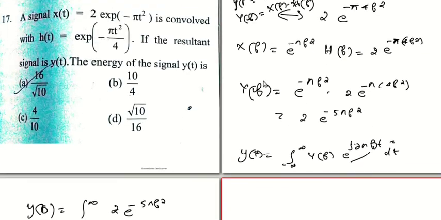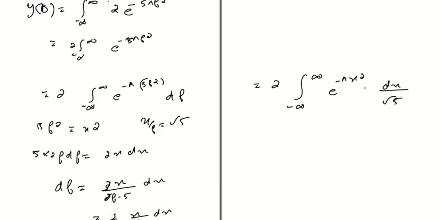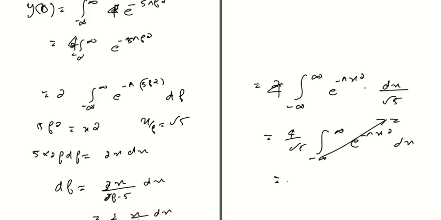Is there a 2 here? Did I miss something? Okay, there is a 2 also here, right? So, okay, I'm sorry. Okay, this is 4. There's no other changes. So, it is 4 by root 5 integral minus infinity to infinity e raised to minus pi x square dx, which will be equal to 1. So the answer is 4 by root 5.